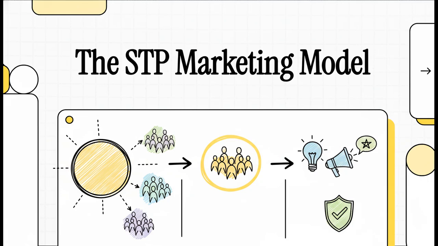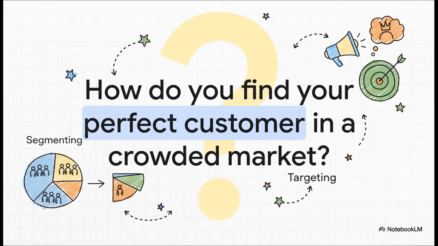Today, we're going to break down one of the most powerful, really powerful, strategic tools in modern marketing. It's called the STP model. And it's basically a framework that helps businesses cut through all the noise and actually connect with the right people. So let's just dive right in, shall we?